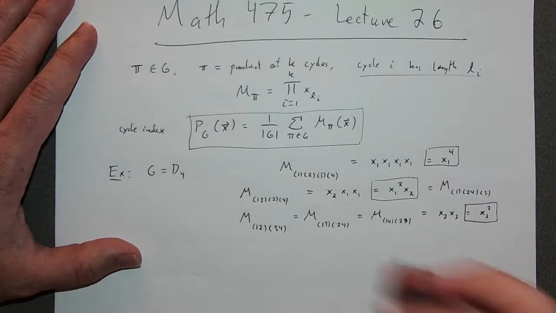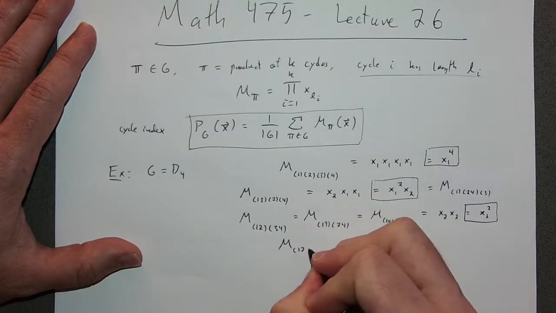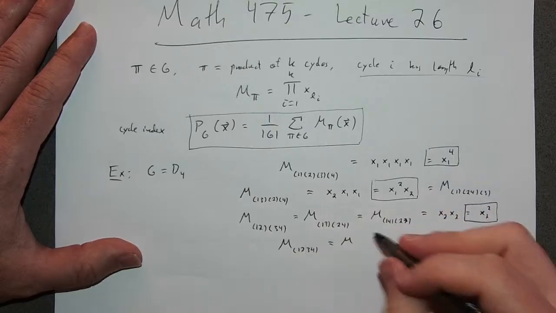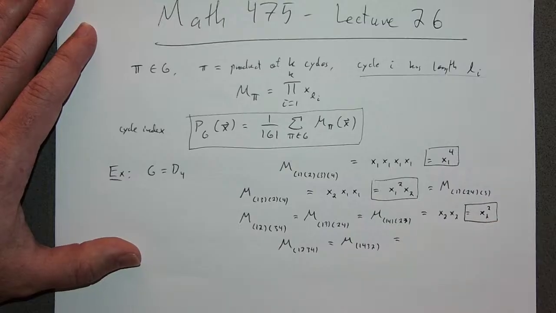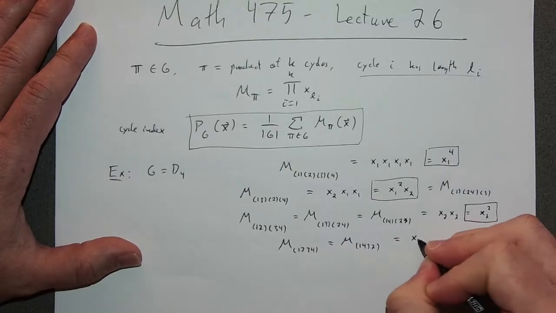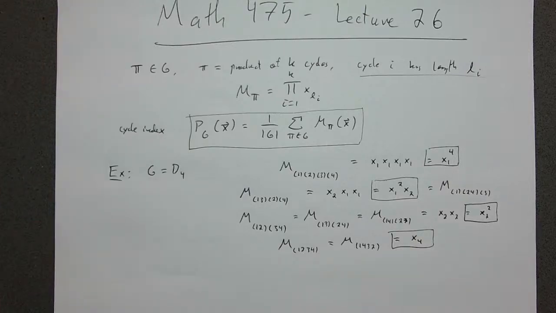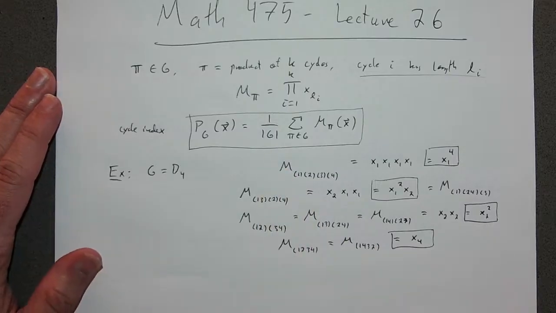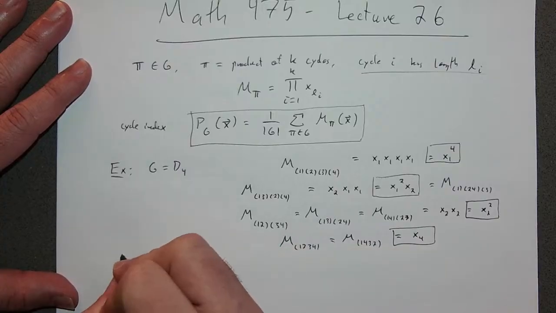And then lastly, there's only 2 more elements in the group to think about, and these are the permutations that can be written as a single 4 cycle. In that case, we get the single term x sub 4. There is a single cycle showing up here. It has length 4, so the only thing that shows up in this monomial is this x sub 4. Okay. Thus, what is the cycle index in this case?